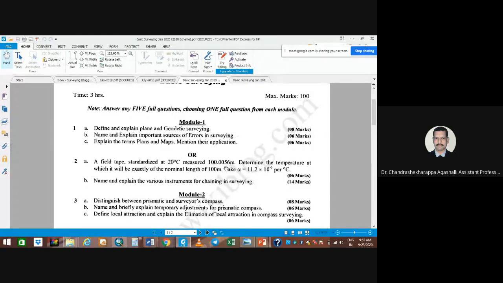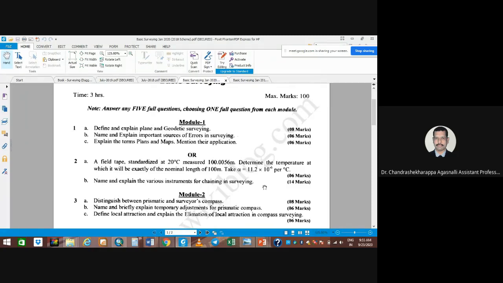From Module 1, we are talking about Module 1. Name and explain the various instruments for chaining in surveying. This is for 14 marks. Look at this. What are the instruments which we are using while chain surveying? And each of the instruments we are using along with the chain surveying, we need to explain properly. That's for 14 marks. You got a clear idea how the questions are raised in the exam, right?